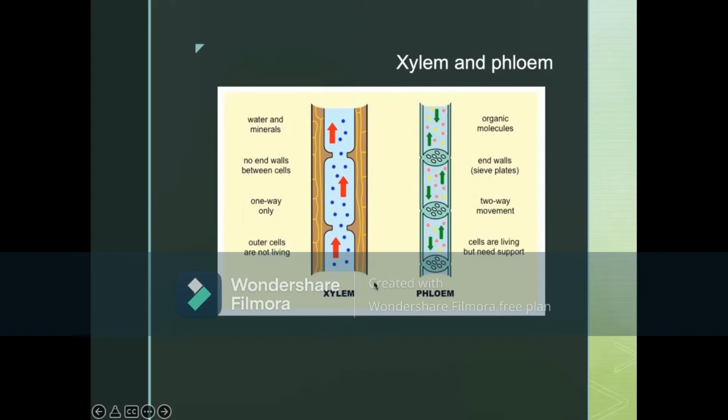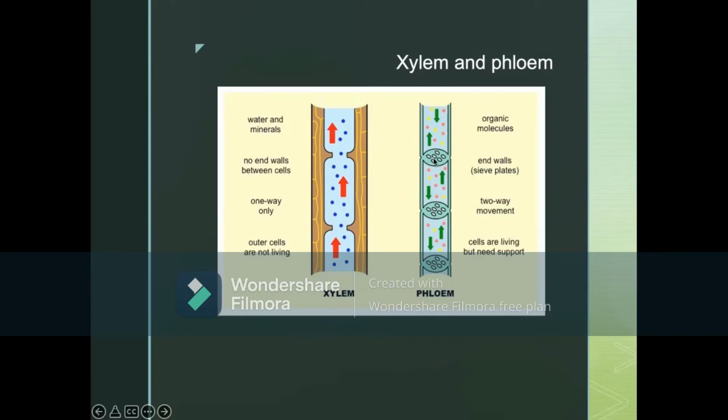While the phloem, looking at it, you can see that there is a two-way movement, and there are end walls, and these end walls we call the sieve plates. These allow the selective transport of certain particles and of the nutrients and sugars. It is also made up of living cells that need support, which means that the living cells will allow the conduction of sugars and other nutrients. However, the cells lack any organelles other than the cell membrane, the cell wall, and the cytoplasm.